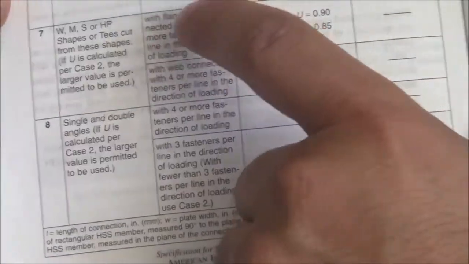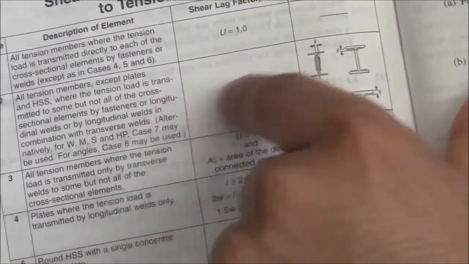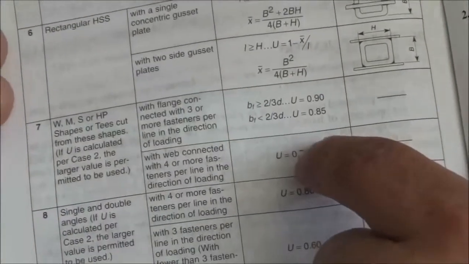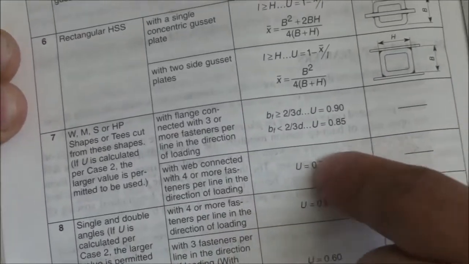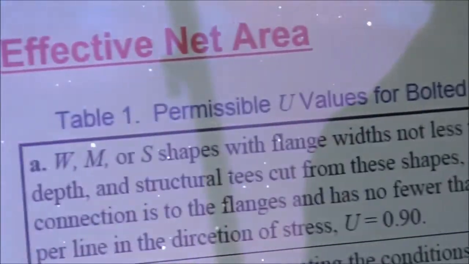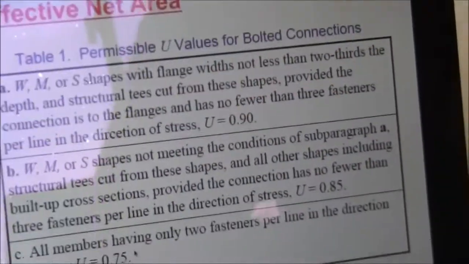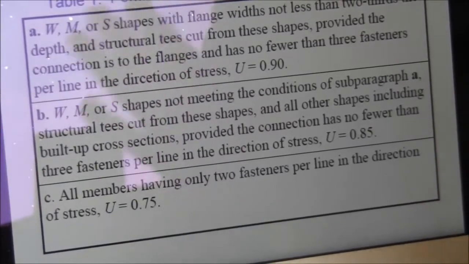Now, if someone says, what if it is neither this nor that? You go back to the formula. The formula gives you whatever applies depending on the connection. So this is if you connect to the flange, and here if you connect to the web. As you see, if you connect to the web, the section is not that effective, so U is very small, equal to 0.7. This is what you have in this table: this is 0.9 and this is 0.85. They also say all members having only 2 fasteners per line in the direction of loading, U equals 0.75. So for those members, if you have only 2 bolts per line, use U equal to 0.75. However, you can still calculate that from the formula.